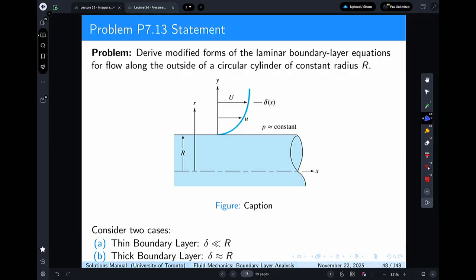Derive modified forms of the laminar boundary layer equation for flow along the outside of a circular cylinder of constant radius r. And you have two cases to consider, which is that the boundary layer thickness is much, much smaller than r, and that will allow simplification. And then another one where it's about the scale of the radius. And r is just the radius of this cylinder. I guess it's not necessarily a pipe. And there you go.